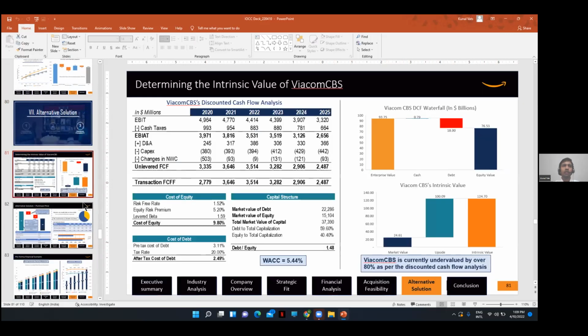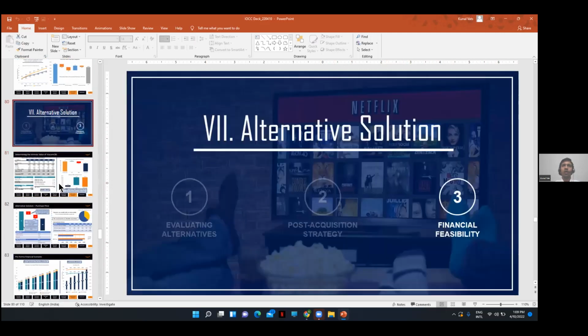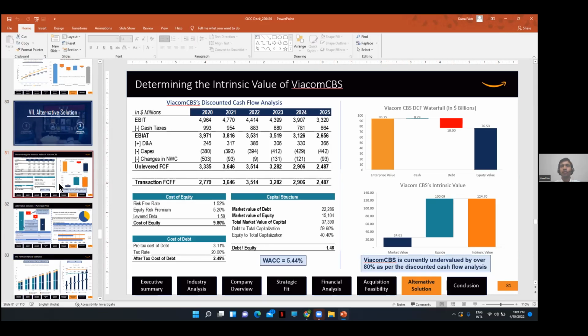This was something, again, that was not asked for, but we ended up doing it. I think this is one of the differentiators in our competition, that we looked at the financial feasibility of the transaction by conducting a merger model of the two companies, the combined entities, and performing accretion dilution analysis. Would the transaction improve shareholder wealth, or would it destroy shareholder wealth? So we conducted a DCF for the combined entity after conducting a DCF for Viacom CBS.